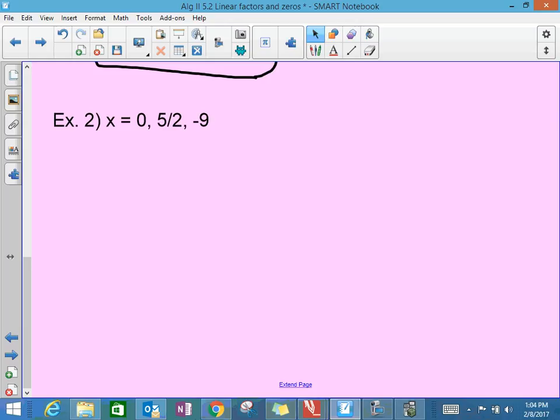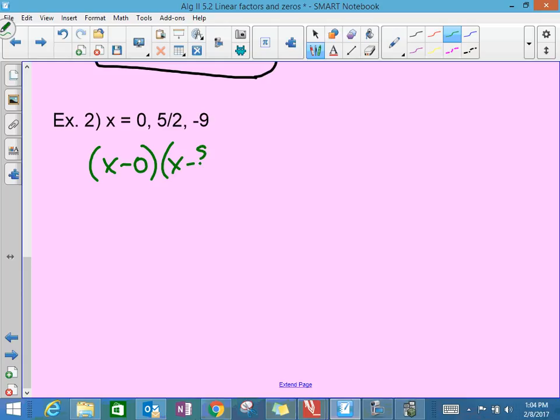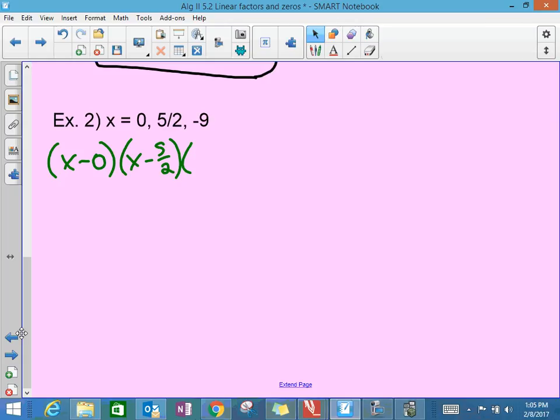So these are little special circumstances you have to think about. Okay, so again, we're given the zeros of 0, 5 halves, and -9. So first, start out just following the rule. So x minus 0, x minus 5 halves, x minus -9.